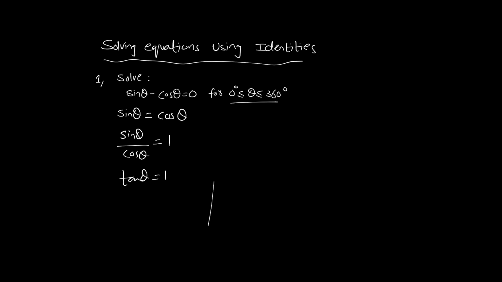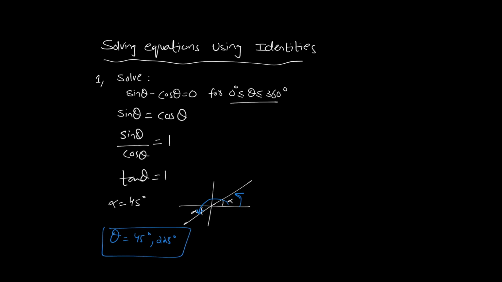Now the same concept: tan theta is positive, so it's positive in the first and the third quadrant. Find the basic angle. So tan inverse of 1 is 45 degrees. So your alpha, the basic angle, is 45. This is your first angle and this is your second angle. So the angles of theta are 45 degrees and 180 plus 45, which is 225 degrees. These are the solutions of theta from 0 to 360.